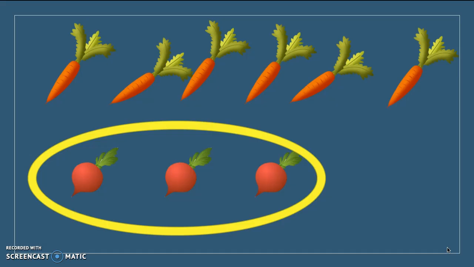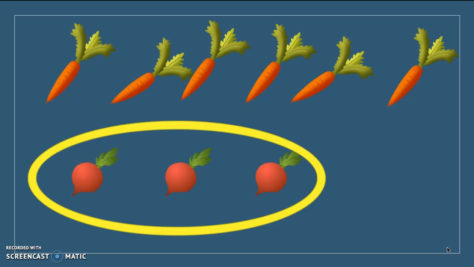How would we describe that? We could say that 3 is blank 6. Yeah, 3 is fewer than 6. Good job. We could say we have fewer radishes than carrots, or we could say 3 is fewer than 6.